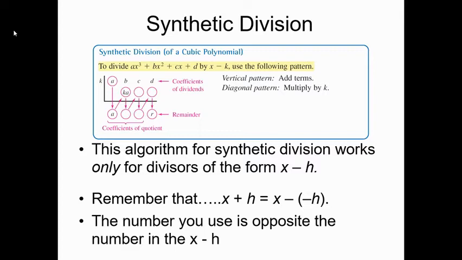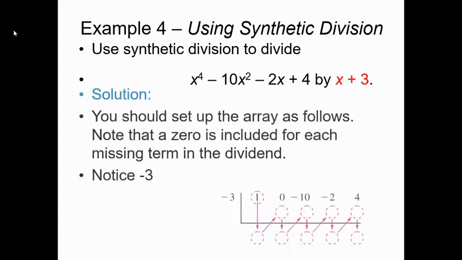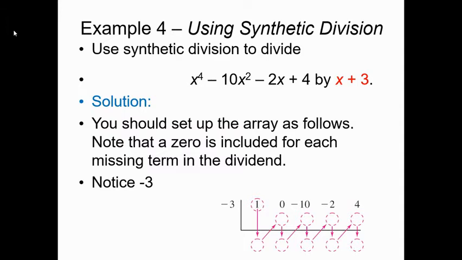Remember that x plus h equals x minus a negative h. And the h number that you use is the opposite of the number in the x minus h. We're going to take a look at using synthetic division to divide x to the fourth minus 10x squared minus 2x plus 4 by x plus 3.